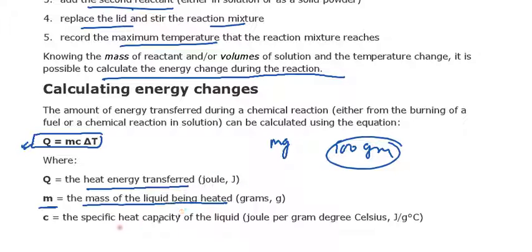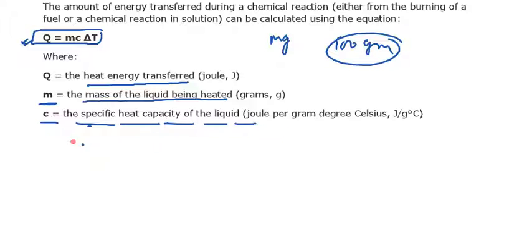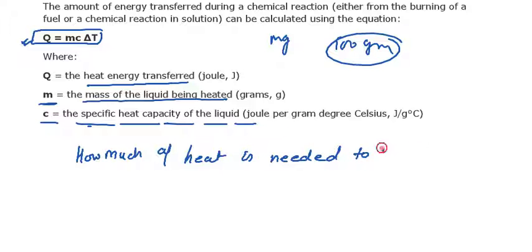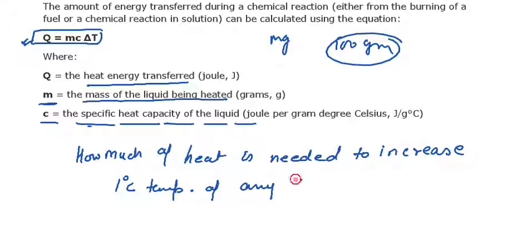Then C is the specific heat capacity. Heat capacity means how much amount of heat is needed to increase the temperature of any substance by 1 degree Celsius. That is considered the heat capacity.